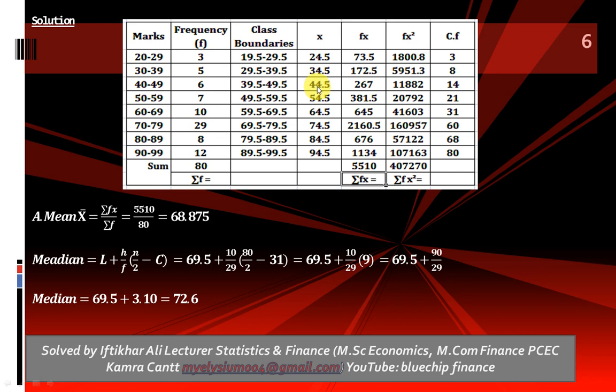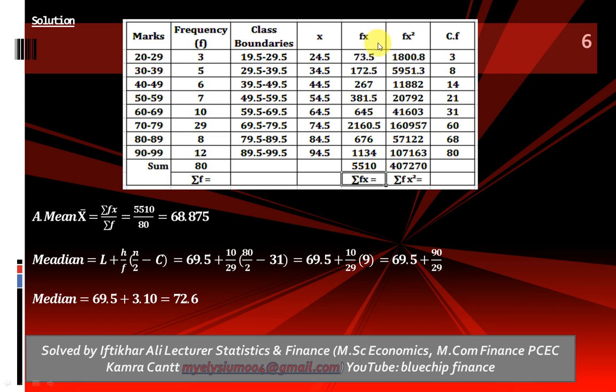After that, we need the cumulative frequency. So just take the first frequency here, 3, and add the next frequency to the previous total of cumulative frequency. So 3 plus 5 equals 8, 8 plus 6 equals 14, 14 plus 7 equals 21, and so on. After that, we need 2 more calculations.